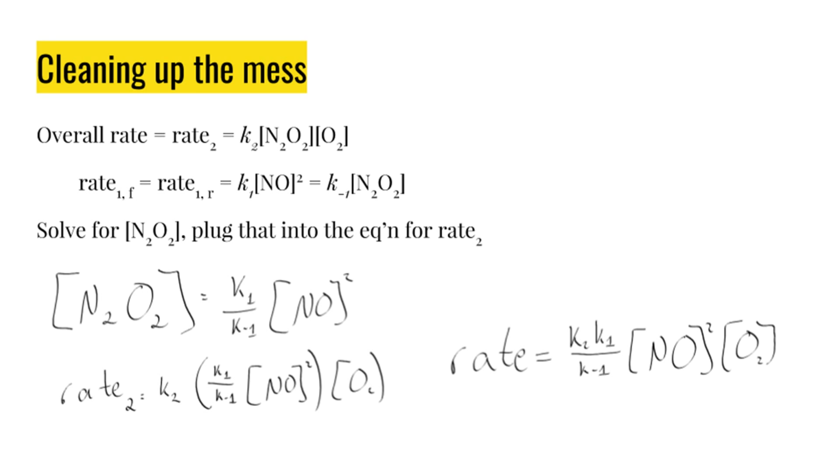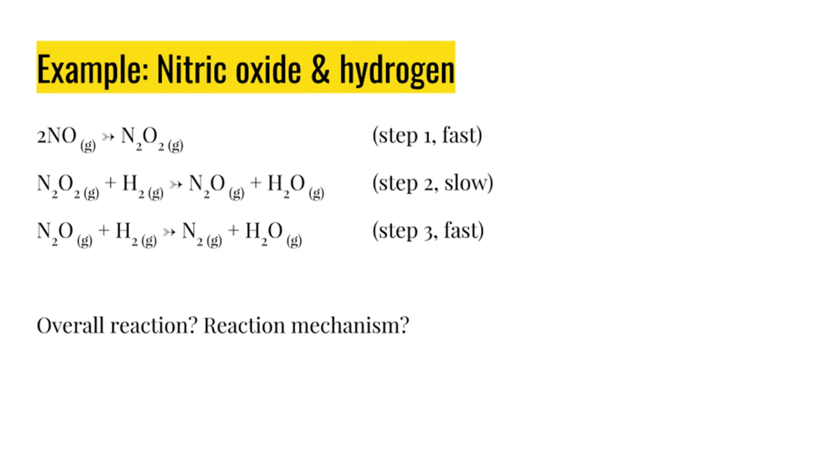All right, so now that we have that example, I'm going to show another example and walk through that one as well. All right, so here is our next example. 2 nitric oxide goes to form N2O2 again, for the first fast step. Then we have N2O2 plus hydrogen makes N2O plus H2O, water, for the slow step, and then N2O plus hydrogen makes nitrogen and water for a fast step.